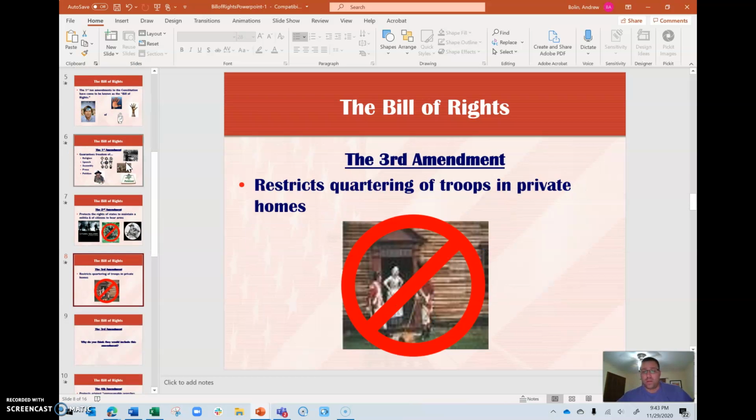The Third Amendment restricts the quartering of troops in private homes. This means that any military troops cannot just go into your home under the name of the law and say, I'm staying here. Because back in the day, that's what had to happen. If there was a war going on, or whatever the case was, troops could go into your home at any unannounced time and completely take over. And the Third Amendment protects you from that.